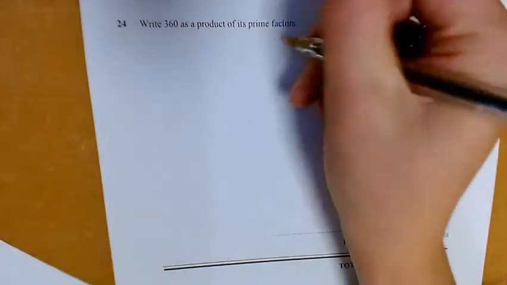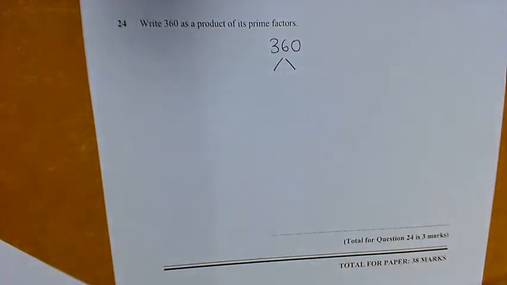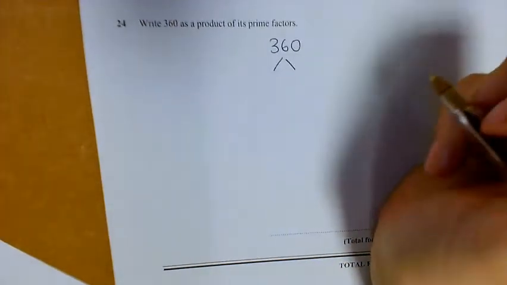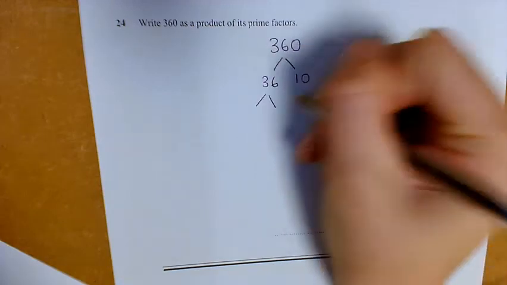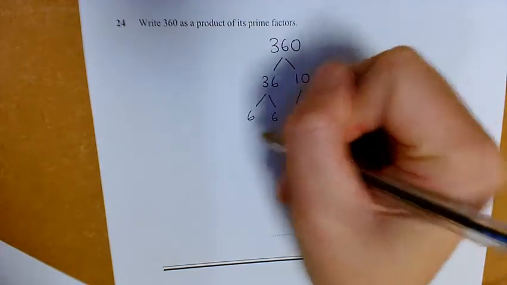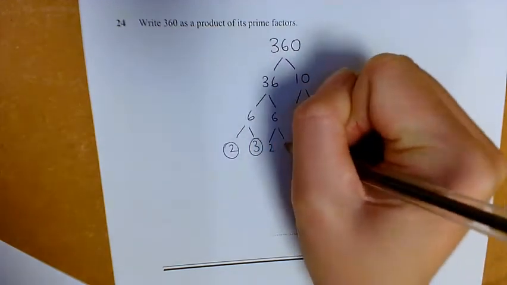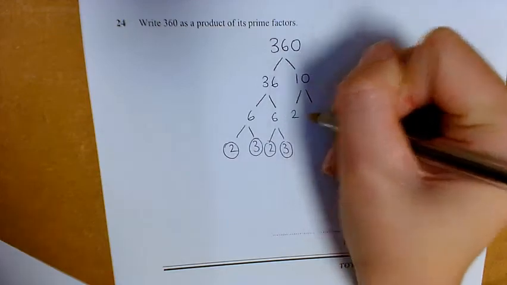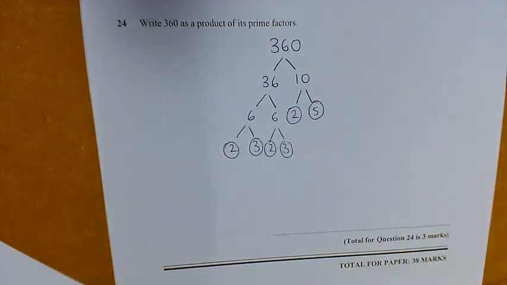Write 360 as the product of its prime factors. That's the tree thing going down. So all you need to do is tell me two numbers that times together to make 360, which is 36 times 10. Neither of them are prime, so we're going to carry on with both. 36 is 6 times 6, and these are 2 times 3, 2 times 3, and 10 is 2 times 5. If they're prime, we circle them, and we carry on going until we can't go anymore.